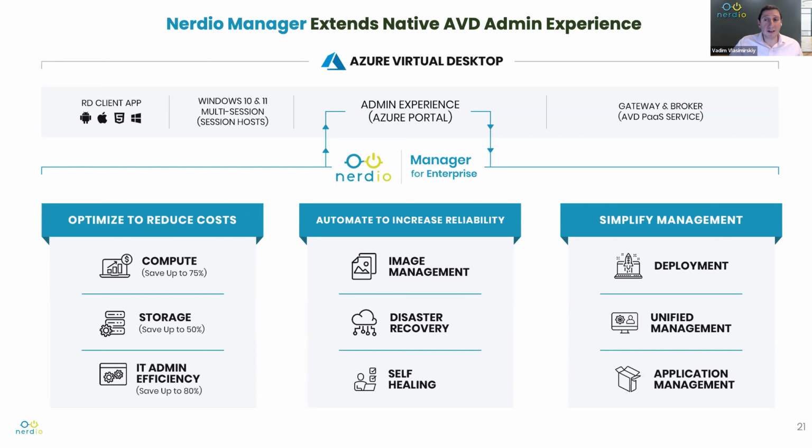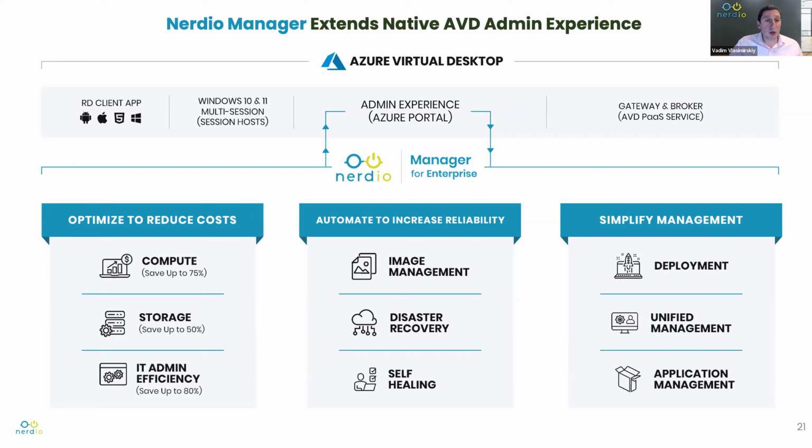The third category of savings is just increasing IT admin efficiencies. AVD can be pretty complex. There's a lot to know in Azure, and there's a lot of scripting. And if you want to optimize and make things automated, that's not a very easy thing to do natively. And Nerdio really lowers the learning curve significantly and automates so many different things that the IT admin efficiency goes through the roof. It becomes very easy to manage very large deployments with a very small team of engineers or technicians that can manage an AVD deployment. So that's on cost reduction.